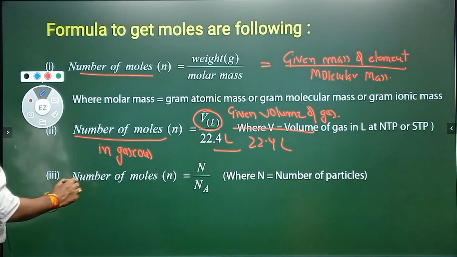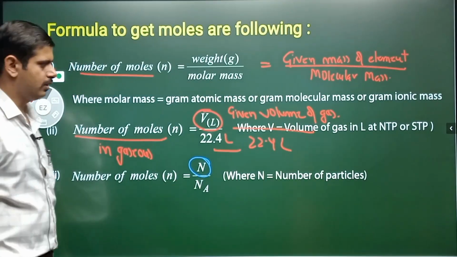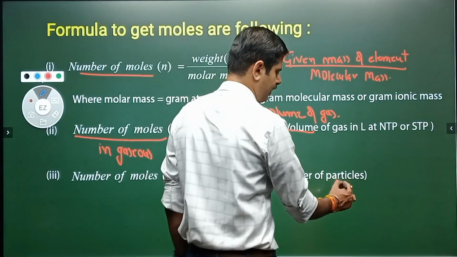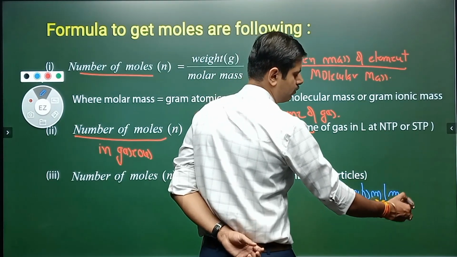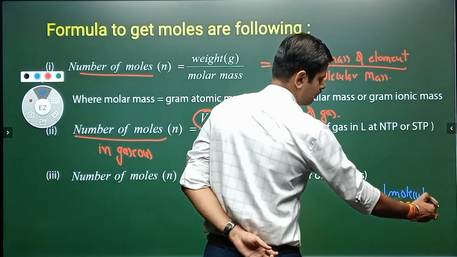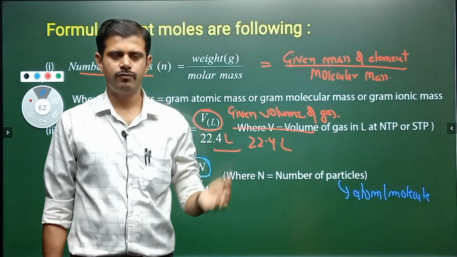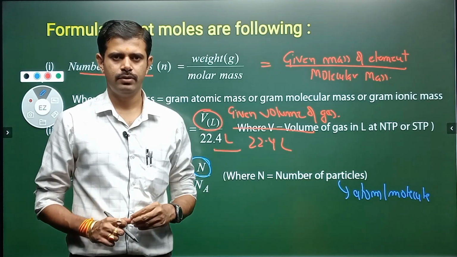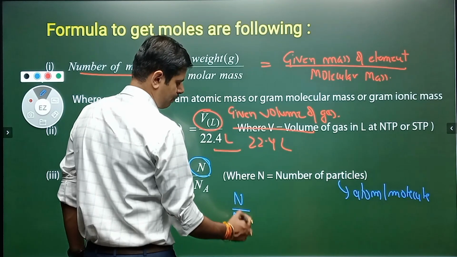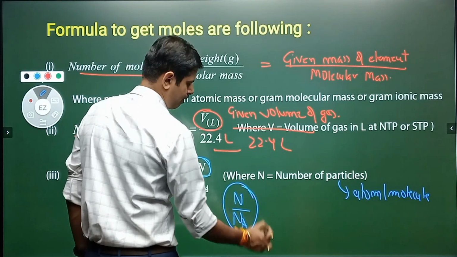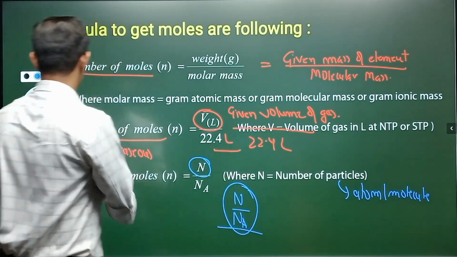Now what happens here? The next thing is in terms of number of molecules or atoms. For example, number of particles. This particle can be an atom also. This particle can be a molecule also. It is the number of atoms divided by Avogadro number, or the number of molecules divided by Avogadro number. Is it clear? So it is N divided by Na. Clear? Now what happens here in this case?